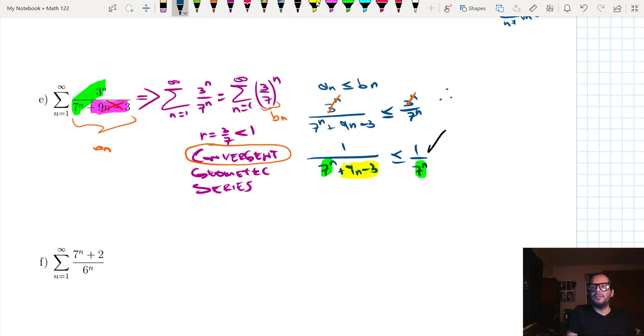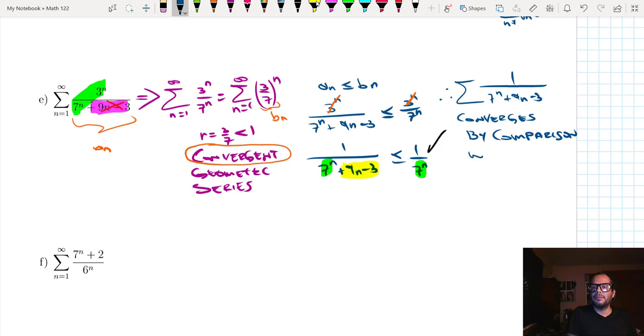Therefore, sigma of 1 over 7 to the n plus 9n minus 3 converges by comparison with sigma n equals 1 to infinity of 3 to the n over 7 to the n.